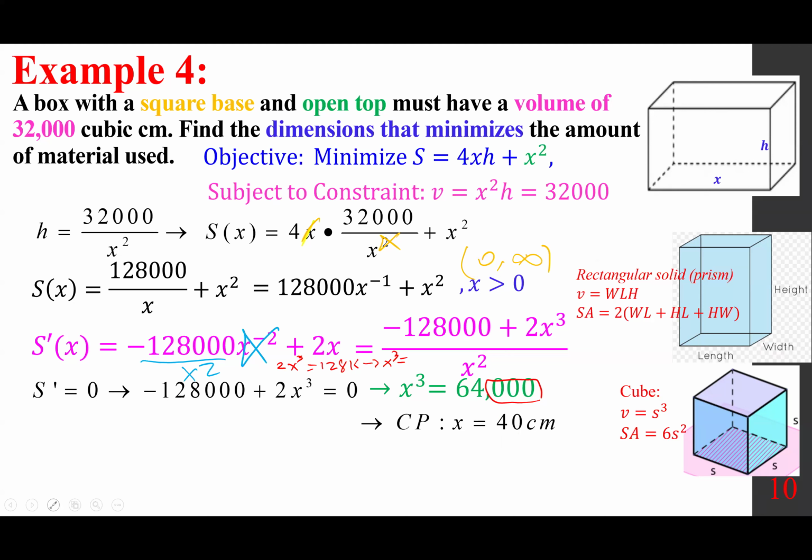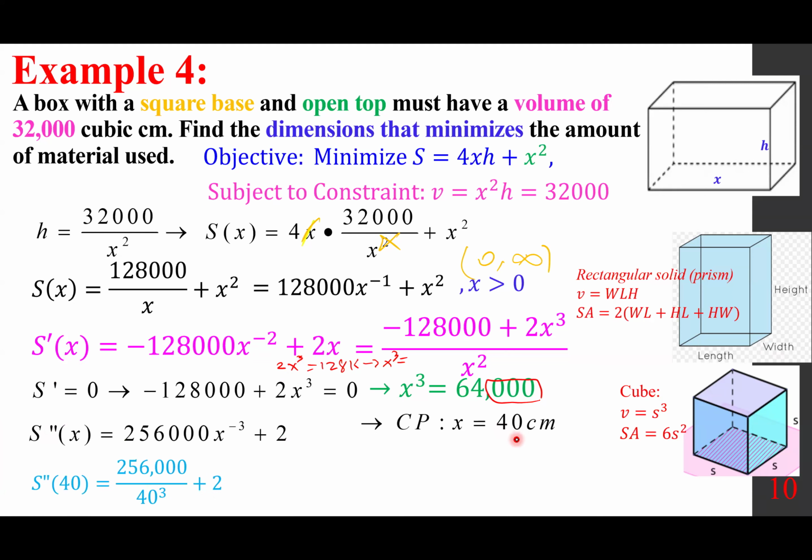And we're going to go back to this, and I'm going to erase this part. So I'm going to differentiate this again. I want to go to S double prime. Therefore, the product of these two numbers positive, 256,000 x to the power of negative 3 plus 2. Now, according to the second derivative test, you have to evaluate the S double prime at the critical point 40. So plug it in. Now, even if you don't know the answer, you recognize this is positive, this is positive, the sum is positive.